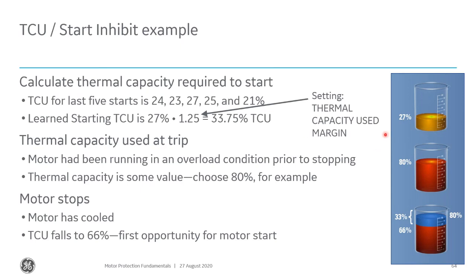So if your thermal capacity used is above 66.25%, say it's 80%, the relay is not going to let you start your motor. It's got to drop down to the 66% for the relay to allow starting. So if your motor had been running in an overload condition and the thermal capacity used is some value, in your example 80%, you're not going to be allowed to restart. When the motor cools, it falls to 66%, which gives you enough thermal capacity to restart your motor.